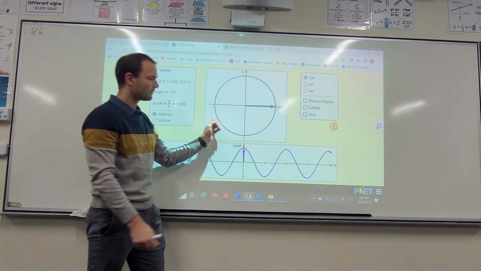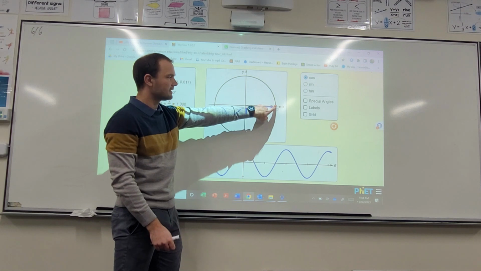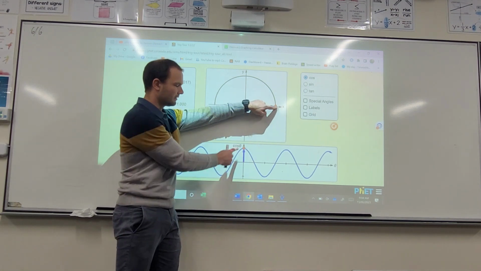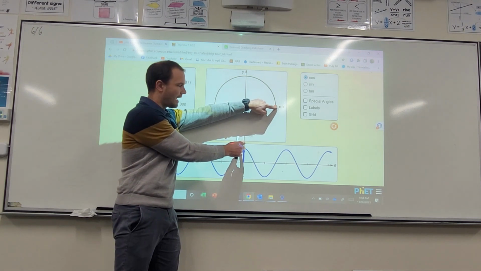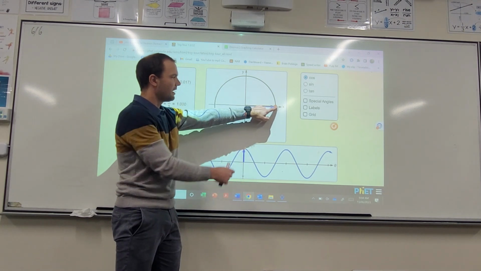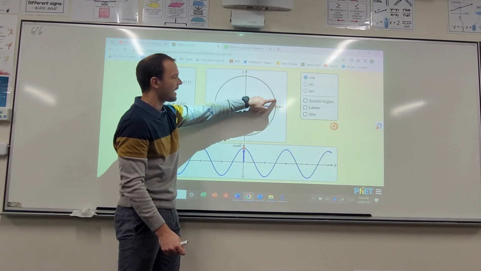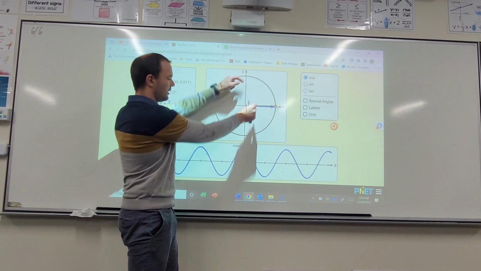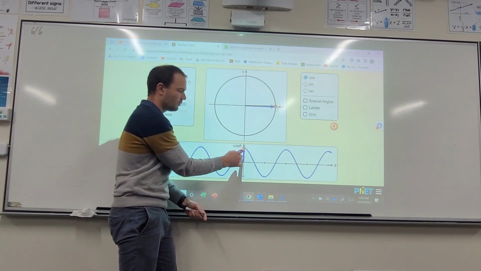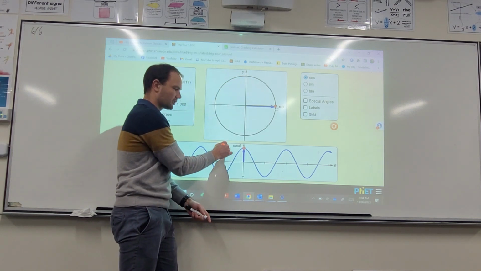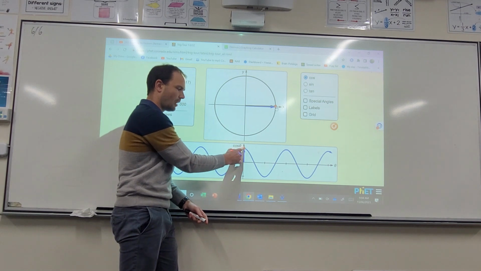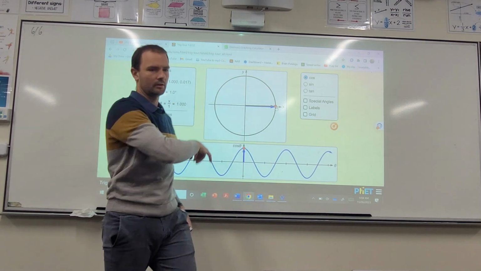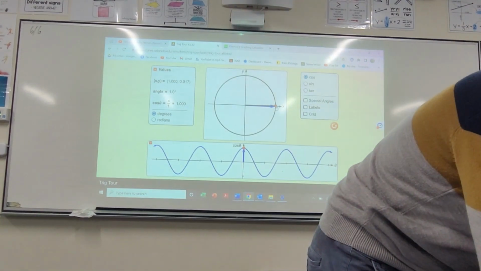All right? So when the angle is 0, the x value is 1. That's why we start at a peak. When the angle is 0, the x value is 1. And we can see as I increase the angle, the x value is going to get smaller and smaller and smaller. Okay, hence as I increase the angle, we've got the function y is equal to cos of theta, y is equal to the x value, which is getting smaller and smaller. Okay, so hopefully we can see that as I move around.